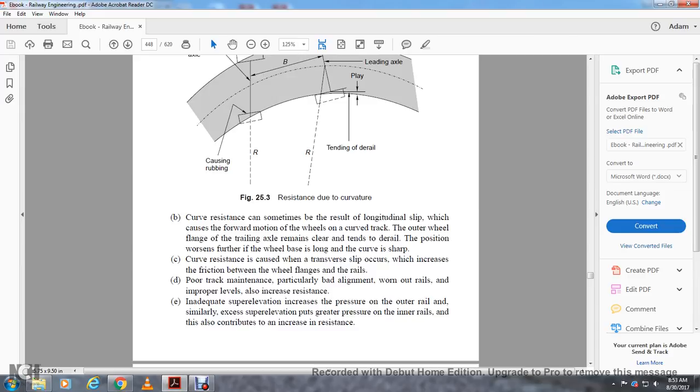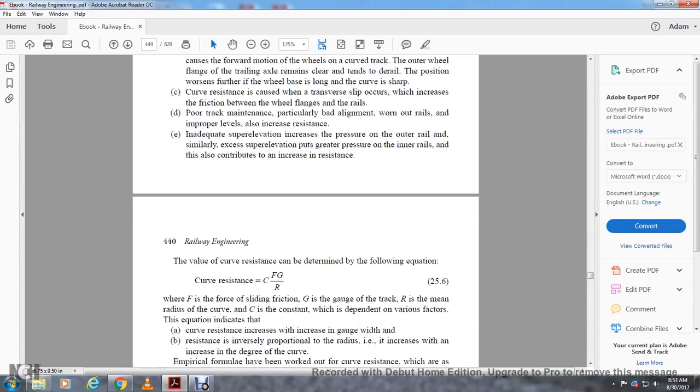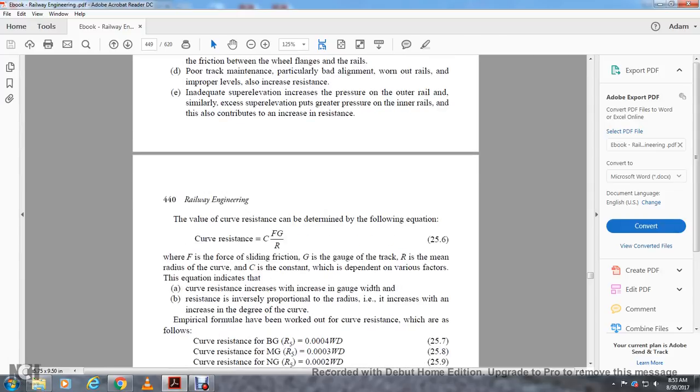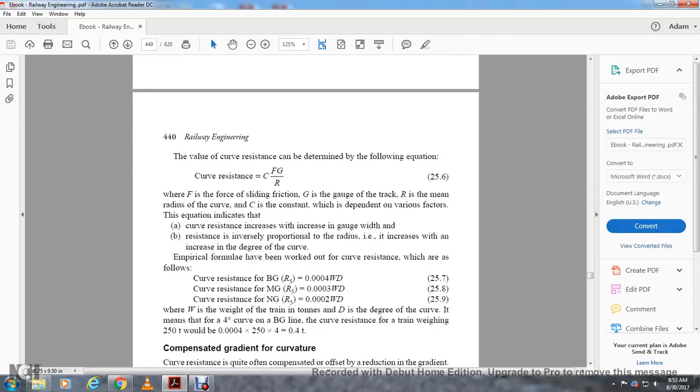Inadequate superelevation increases the pressure on the outer rail, and similarly excess superelevation puts greater pressure on the inner rail, which also contributes to increased resistance. The value of the curve resistance can be determined by the following equation: curve resistance is equal to C times FG over R, where F is the force of sliding friction, G is the gauge of the track, R is the radius of the curve, and C is a constant which depends on various factors. The equation indicates that the curve resistance increases with an increase of the gauge width. The resistance is inversely proportional to the radius, so it increases with an increase in the degree of the curve.